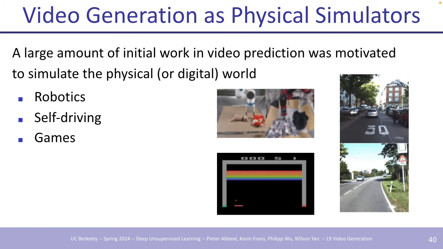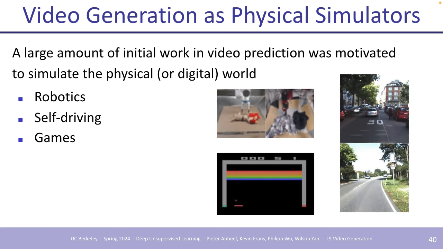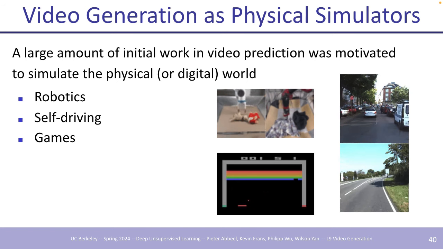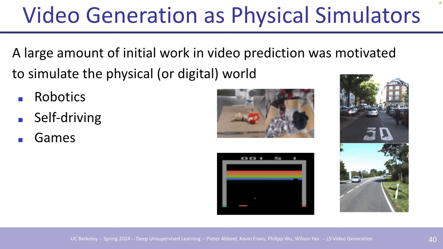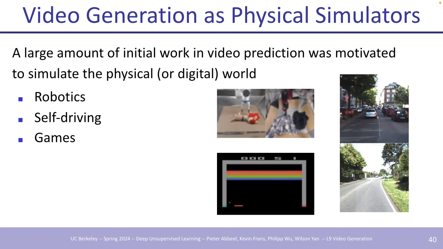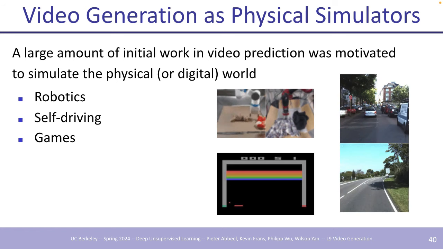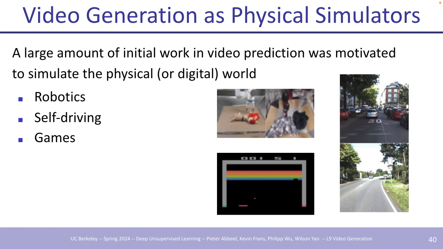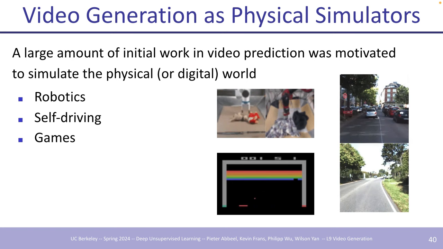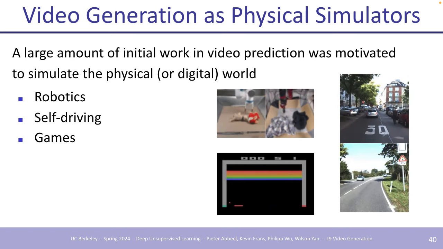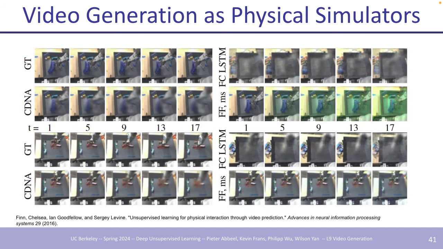Then there's games, like Atari, and self-driving. So these are some of the original video data sets, mainly the self-driving one from KITTI, and then the robotics one, called the BAIR robot pushing data set. The intuition here was that if you can predict the motion of how the car moves or how the robots interact with the objects, then you can learn a lot about the physics of interaction and potentially use that for different use cases, like for planning.